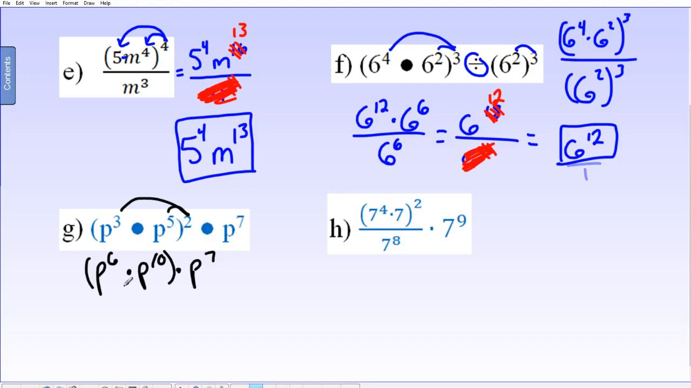And if I would simplify here, I would add my exponents together. I've got 16 p's being multiplied together right here, p to the 16th, and that is being multiplied by a p to the 7th. So all together right here, I have 23 p's being multiplied together.